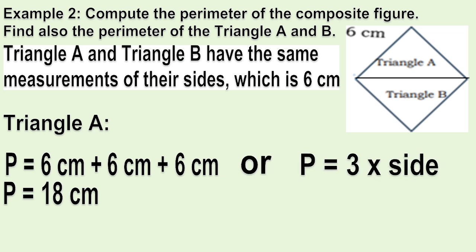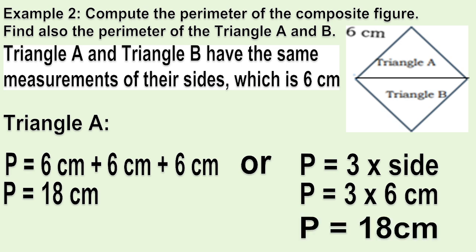Or perimeter equals 3 times side. So perimeter equals 3 times 6 centimeters. 3 times 6 equals 18. So perimeter equals 18 centimeters.